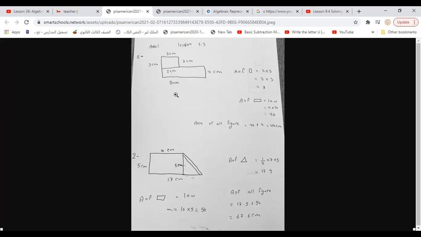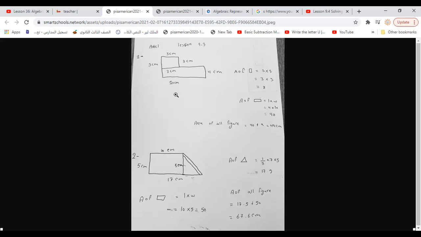3. The rule to calculate the area of the square equals what? Square side times square side. Yes, the square is side times side, and the rectangle is length times width.